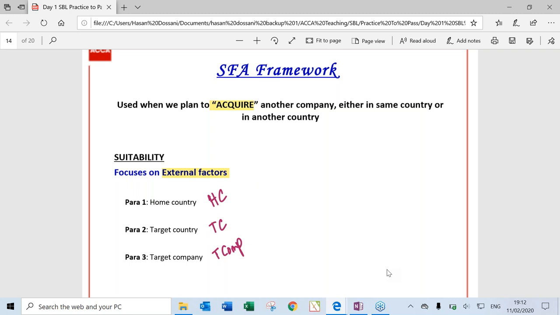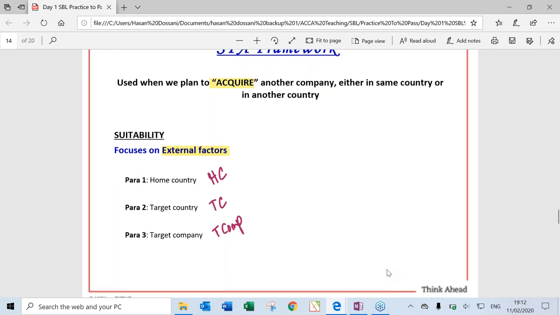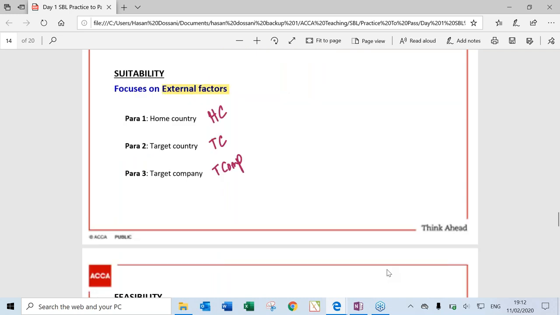After that, we will move to feasibility. And the first paragraph will talk about human resource, then financial resource, then IT, and then brand. And acceptability will talk about, is the proposed strategy acceptable to the shareholders? And we will focus more on financials.